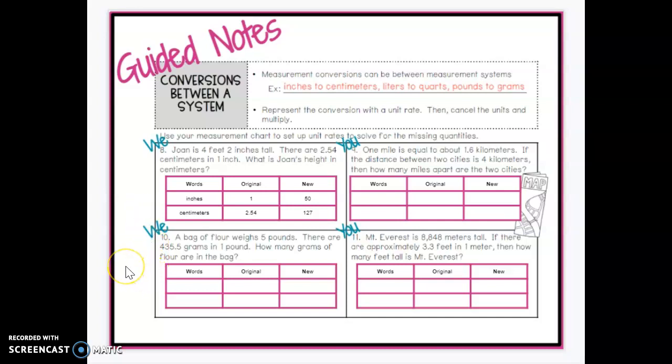All right, so number 10. A bag of flour weighs 5 pounds. There are 435.5 grams in 1 pound. How many grams of flour are in the bag?